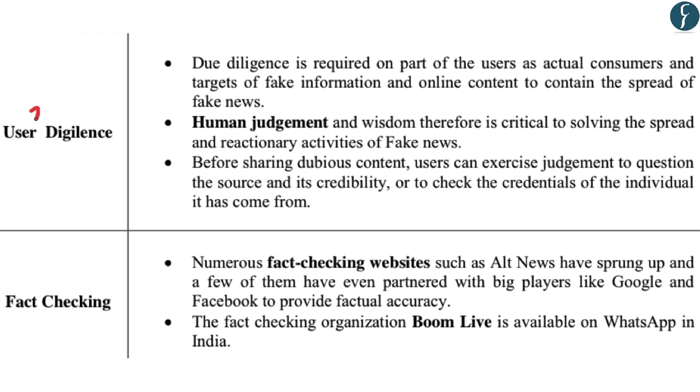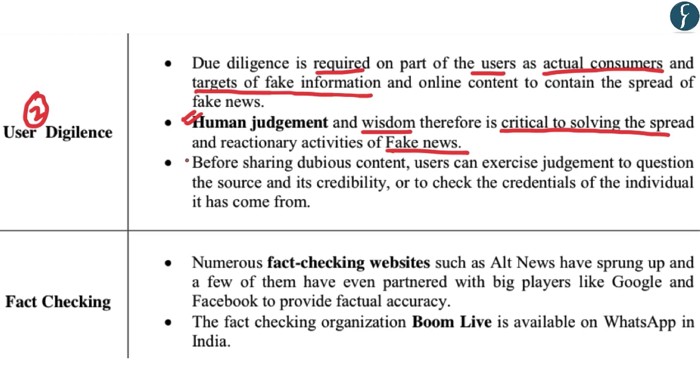The second main step to stopping fake news is user vigilance, wherein alertness is required on the part of the users as actual consumers and targets of the fake information, wherein human judgment and wisdom is critical to solving the spread of fake news. So before you and I share content online, we can exercise our judgment to question the source of that information and whether it is credible or not.